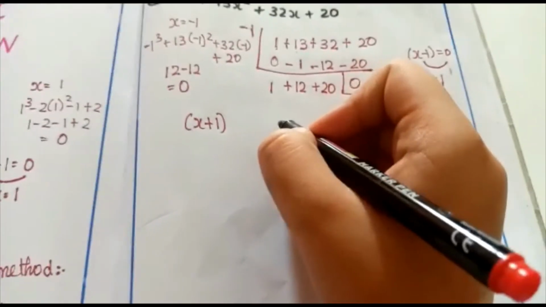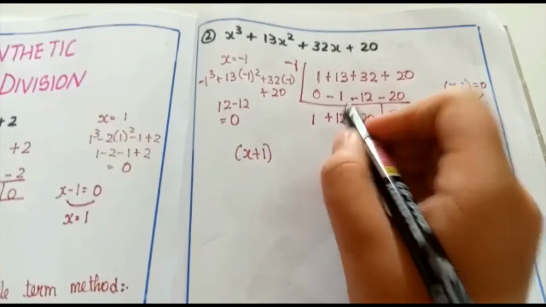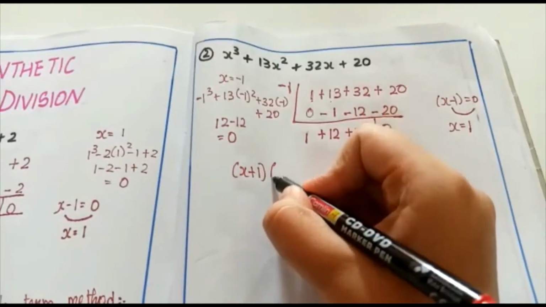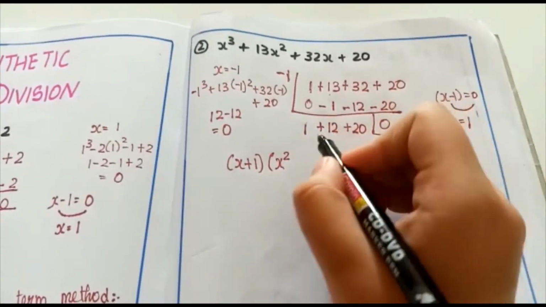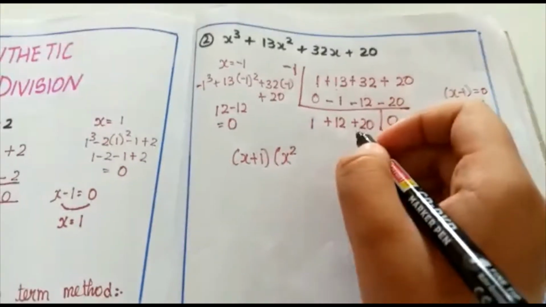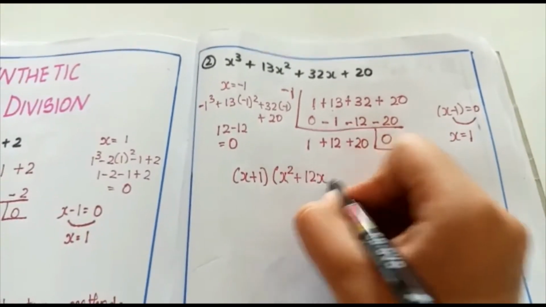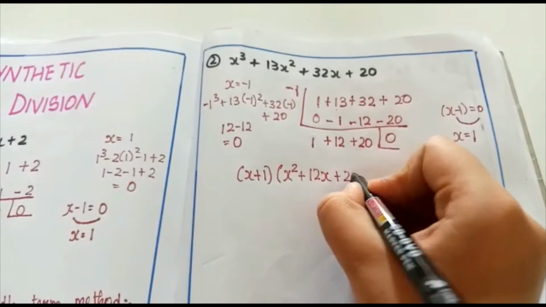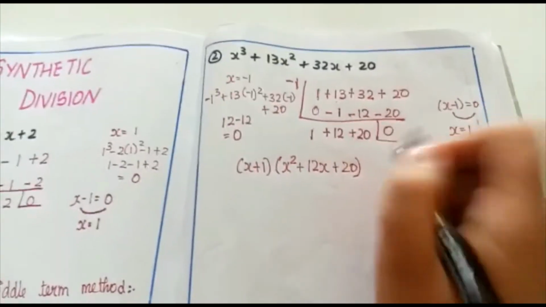So what about the second factor? For the second factor, we use these three terms. A quadratic polynomial every time starts with the variable and the power 2, then the variable and the constant. Now we can split this further by using the middle term method.